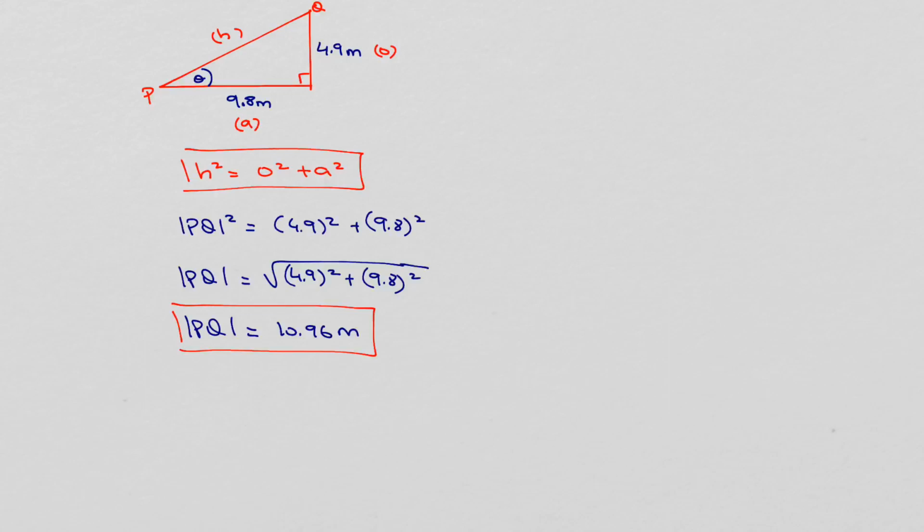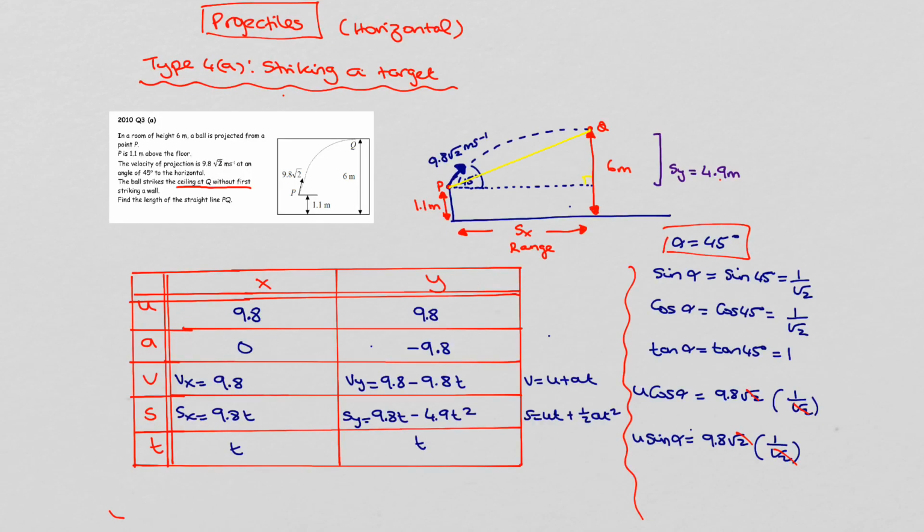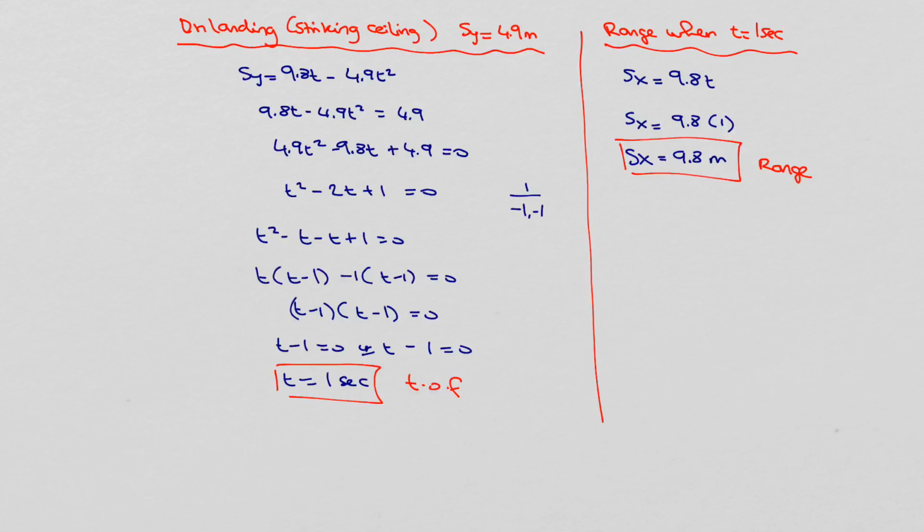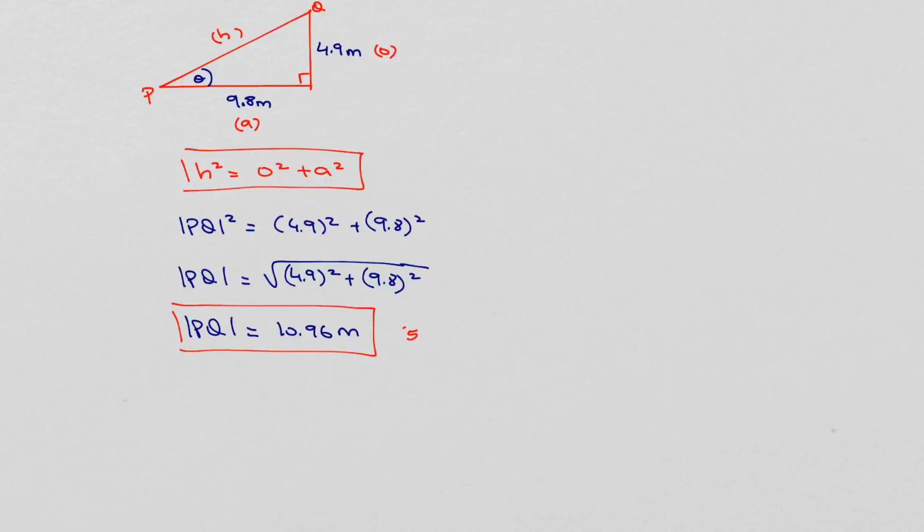So let's have a look at our mark breakdown. So this was a 20 mark question, so a nice little question to get you started in the projectiles that year. And the first 5 marks was for getting your s y equal to 4.9 meters. The second set of 5 marks was going for getting the time of flight. The next one was for getting the range equal to 9.8 meters. And the last set of 5 marks was for working out PQ. And you could have also had that in surd form, which was 4.9 root 5.